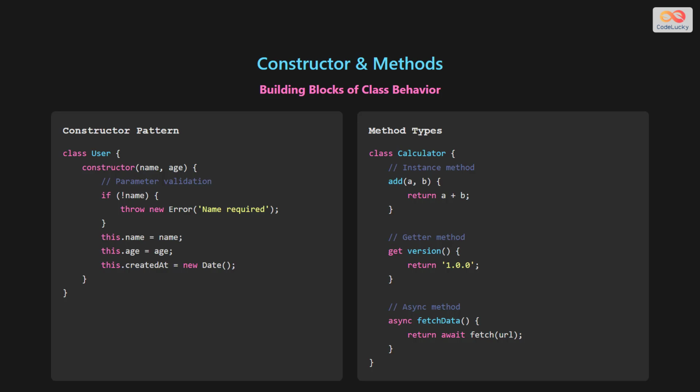Constructors and methods are essential for defining the behavior of classes. A constructor, like the one in the User class here, is a special method that is called when a new object of the class is created. It's used to initialize properties of the object. In this example, there is parameter validation and new Date object creation. Methods like add, version, and fetchData in the Calculator class define the actions an object can perform. Methods can be instance methods, getter methods, or asynchronous methods.